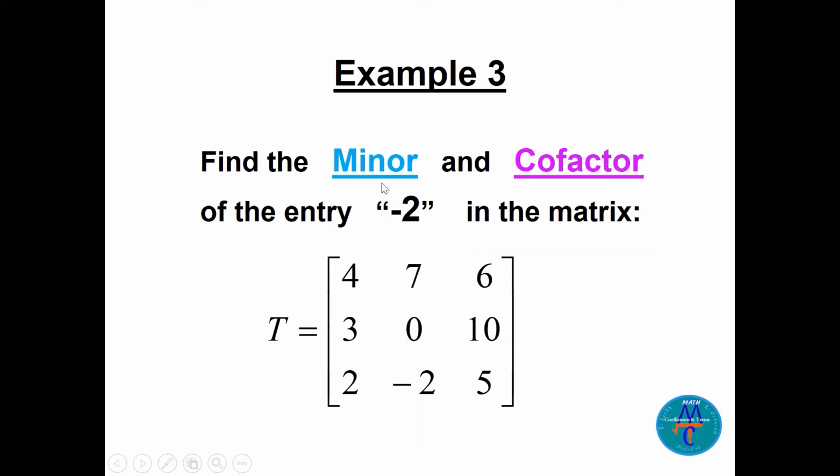We need the minor of minus 2. We need the cofactor of minus 2. Each entry, 6, 7, 4, 3, 5, each one has minor and cofactor, each one. So let's find the minor and the cofactor of minus 2. See, minus 2 here, where is minus 2? It is in row 3, column 2. So I have to delete row 3, column 2. This is the deletion.